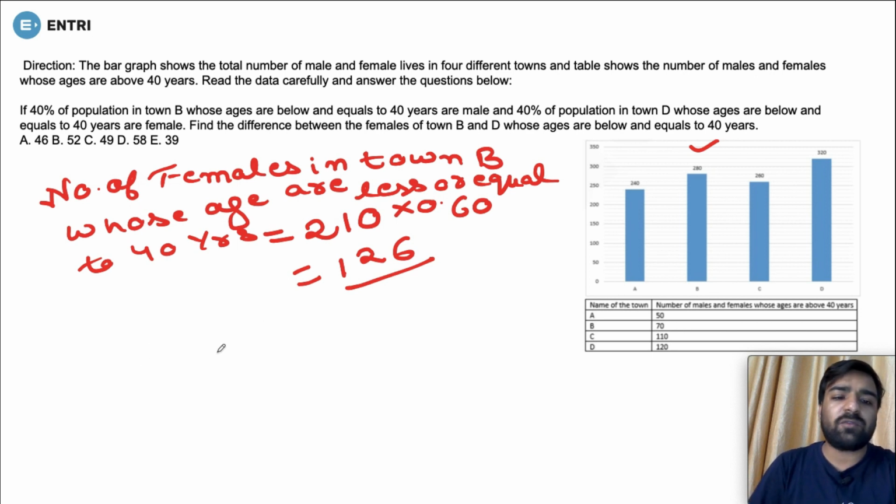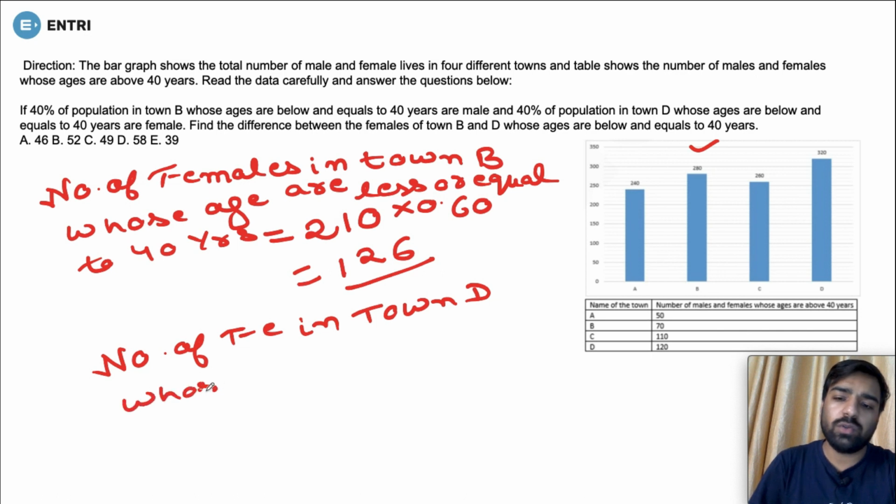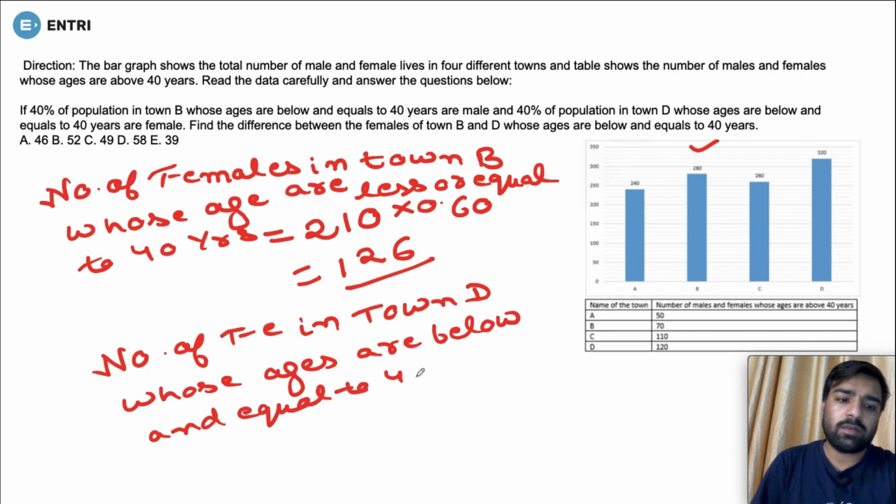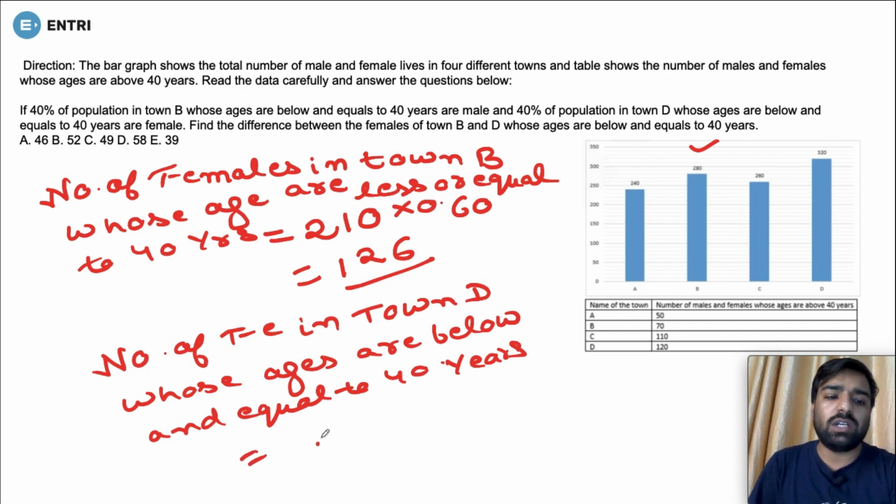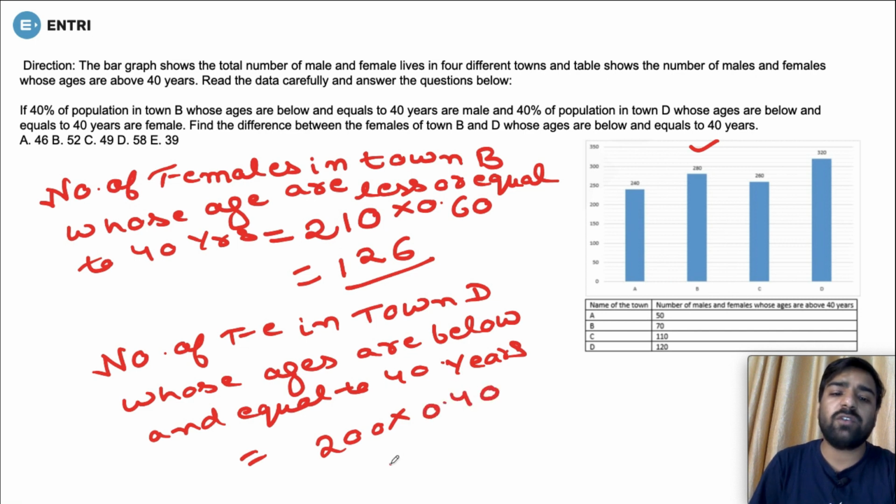Fine. Now what we will do? We will find the number of females in town D whose ages are below and equal to 40 years. Equal to what? So it would be equal to 200 into 40%, and 40% can be written as 0.40. So its value would be what? Its value would be 80.